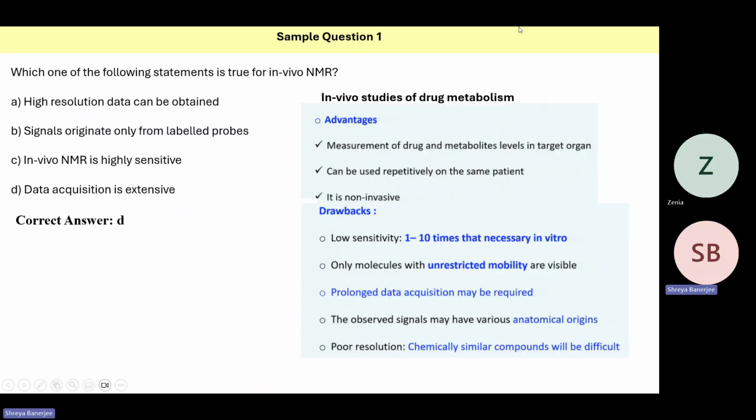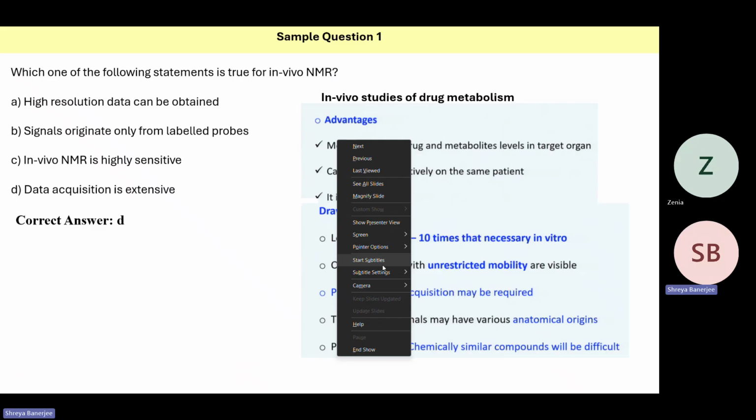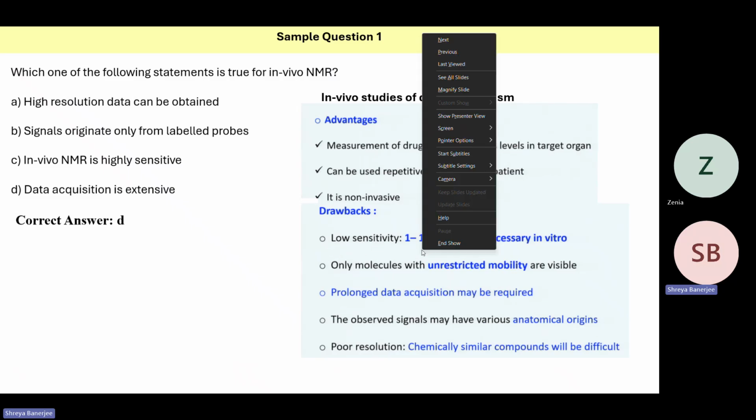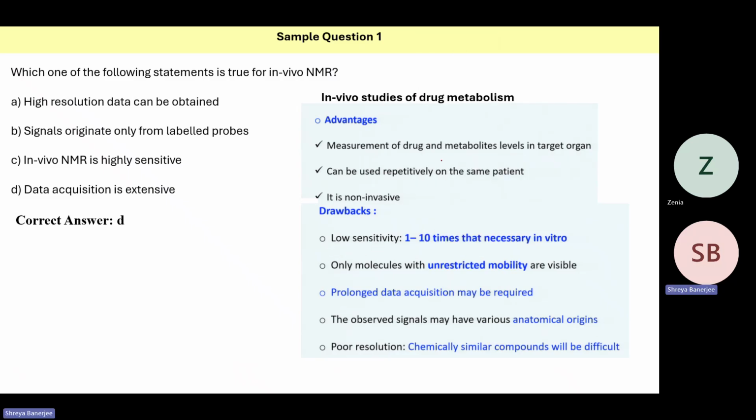So if we look at in vivo NMR, the advantages were that you are measuring the drug and metabolites in situ in the target organ itself, and you can repetitively use it on the same organ, and that it was non-invasive because we are using weak magnetic fields. The drawback, however, is that the sensitivity is very low. So that means sensitivity is high is incorrect. If sensitivity is low, resolution will also be low.